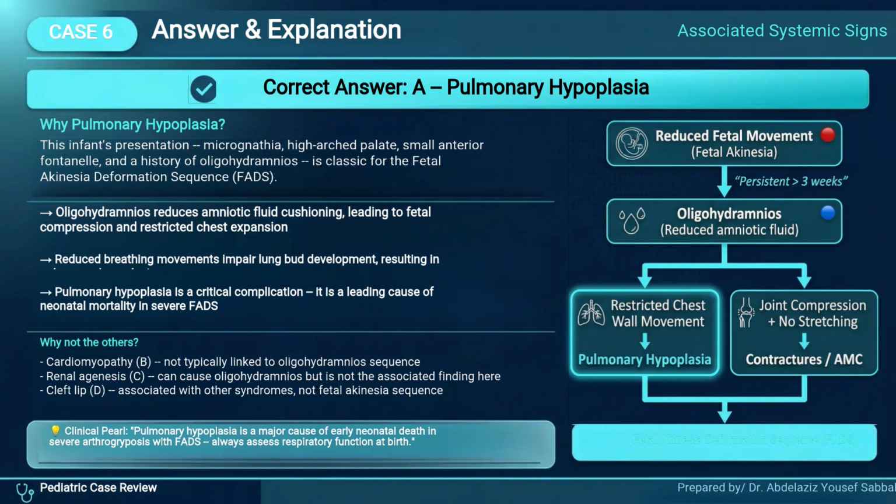Reduced breathing movements impair lung bud development, resulting in pulmonary hypoplasia. Pulmonary hypoplasia is a critical complication and a leading cause of neonatal mortality in severe fetal akinesia deformation sequence. Cardiomyopathy is not typically linked to the oligohydramnios sequence. Renal agenesis can cause oligohydramnios, but is not the associated finding being asked about here. Cleft lip is associated with other syndromes, not the fetal akinesia sequence. Always assess respiratory function at birth in any infant with features of fetal akinesia deformation sequence.